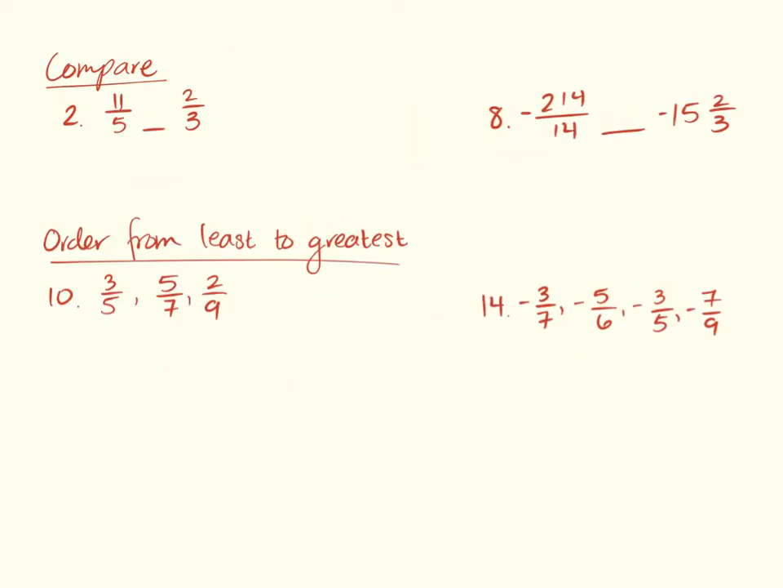For number 2, we want to compare 11/5 and 2/3. The first thing we're going to do is cross multiply. So we get 33 and 10. 33 is greater than 10, so then 11/5 must be greater than 2/3. Okay? Then let's look at 8.